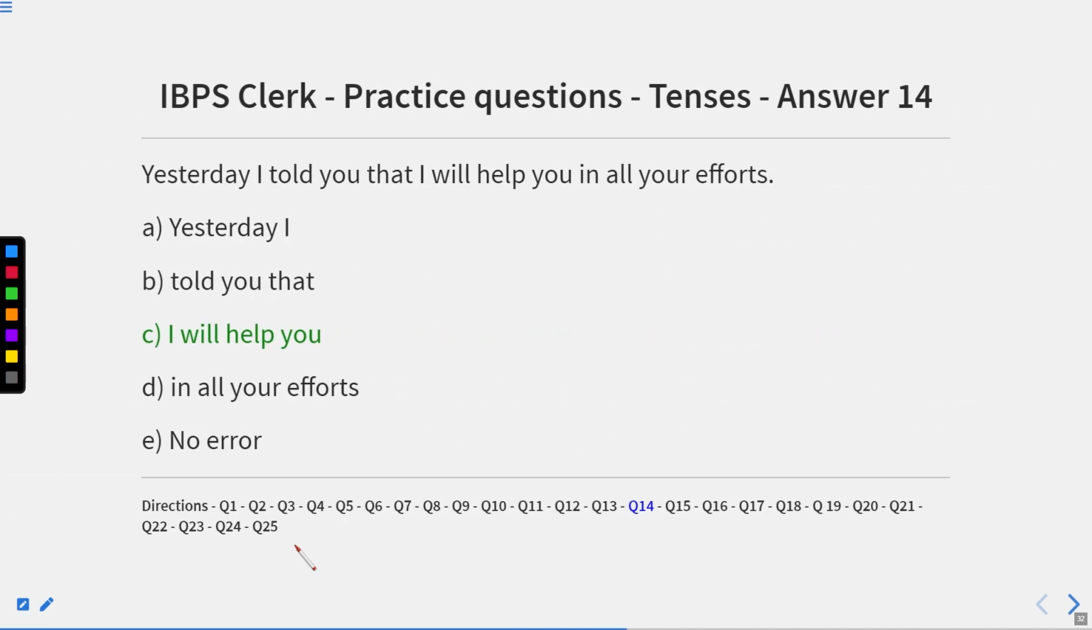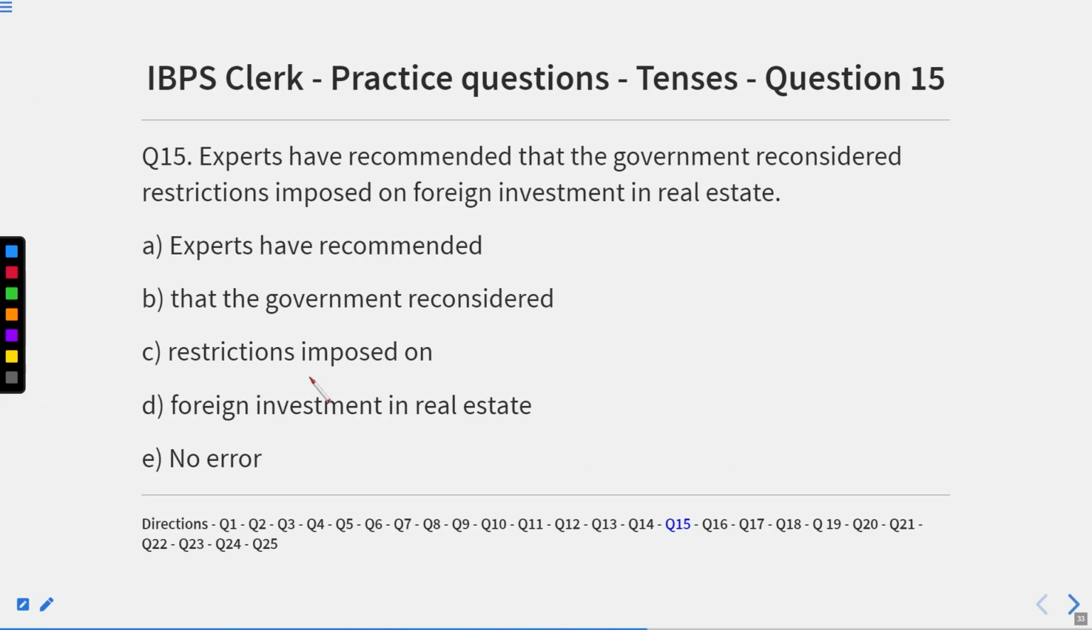Here this "will help you" is incorrect. It should be replaced with "would". Or you can also make the entire sentence in past tense: yesterday I told you that I helped you in all your efforts. So "I would help you" will be the correct sentence. Now let us move to the next one.